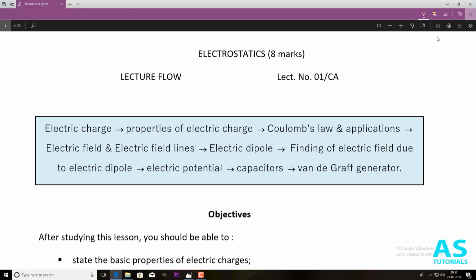Okay friends, here we start our lessons. The flow of lecture for electrostatics would be in this order.